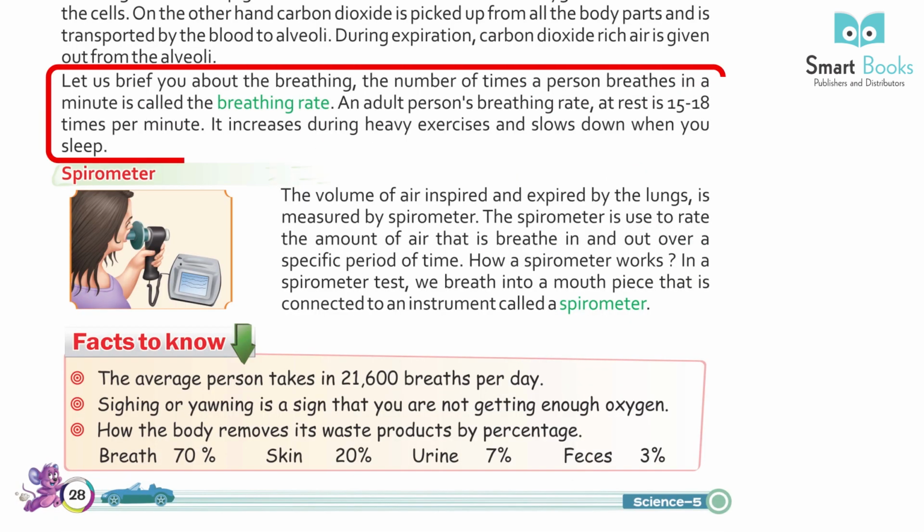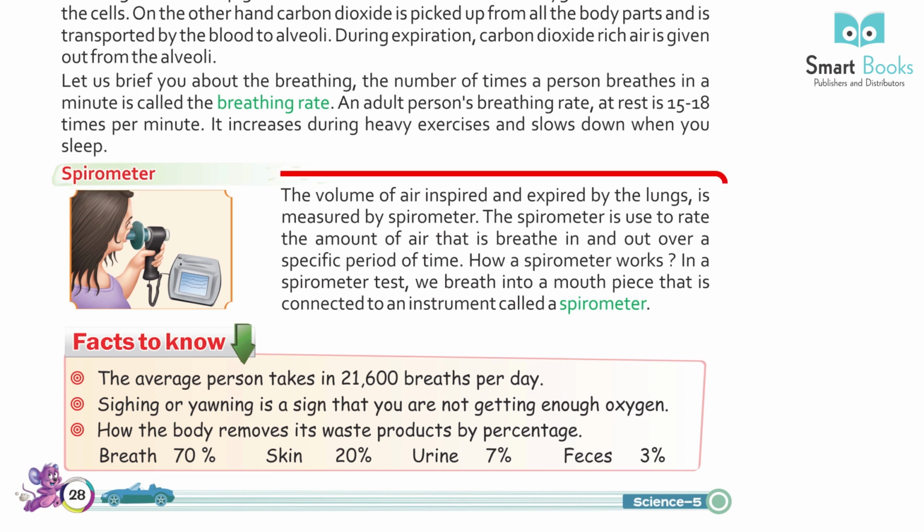Let us brief you about the breathing. The number of times a person breathes in a minute is called breathing rate. An adult person's breathing rate is at least 15 to 80 times per minute. It increases during heavy exercise and slows down when you sleep.